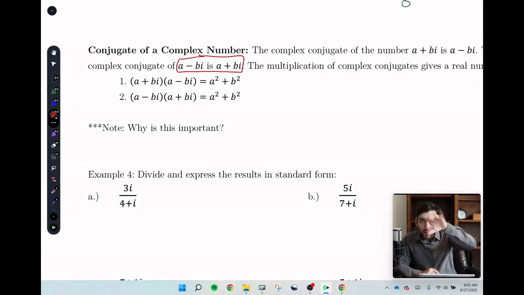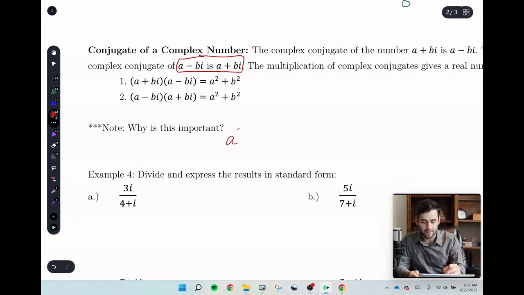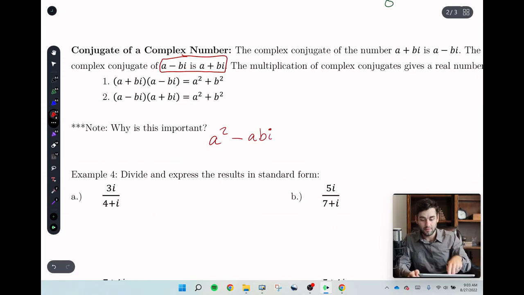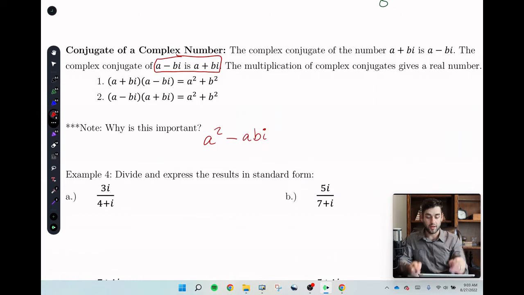Well, when you do the multiplication, so let's do just one of them real quick. When you do the multiplication, you probably get something like a squared, that's our first term, FOIL, plus our outer term turns into, well, it's going to be negative, minus abi. That's our outer term multiplied. Inner, positive abi.